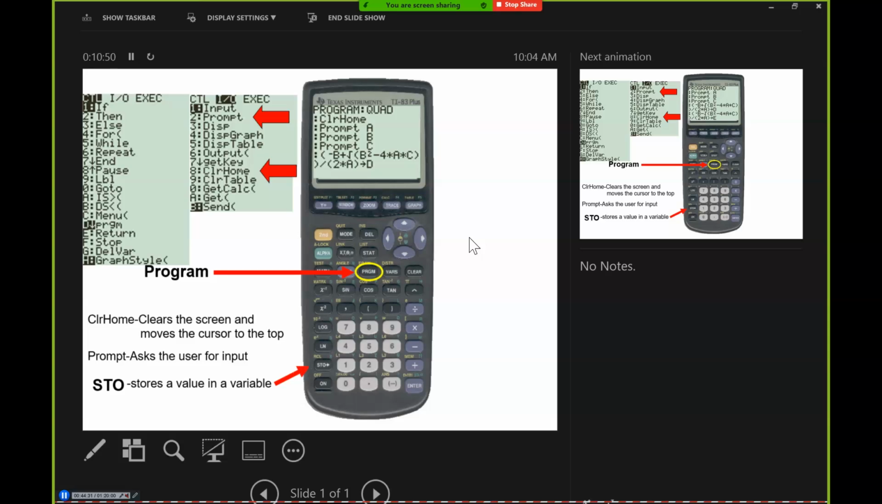Okay. Once you've finished, press enter to move to the next line. And you're going to do it again, except this time you have a minus sign instead of a plus sign and an E instead of a D.